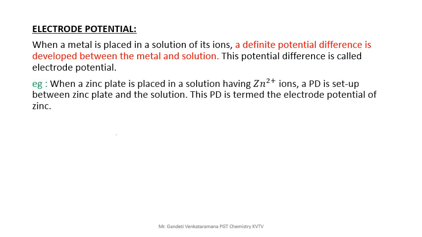Example: when a zinc plate is placed in a solution having Zn2+ ions, that means ZnSO4 solution, zinc sulfate solution, which consists of Zn2+ ions and sulfate ions. So what will happen? PD means potential difference. A potential difference is set up between the zinc plate and solution. That is important: between the zinc plate and the solution. So this potential difference is termed the electrode potential of that zinc.